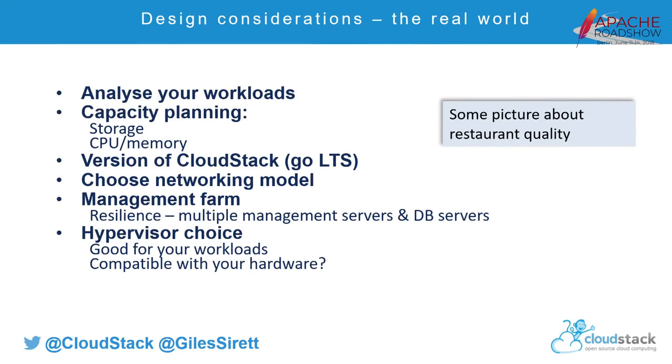Think about some capacity planning, particularly around storage and memory. You need to think about what version of CloudStack you're going to take out into a production build. So you need to look at our release cycle. We will always say go with one of the LTS releases unless you're feeling very, very brave, because it means you're going to have two years of community action around it. Choose what networking model you want to use, basic or advanced. Get to a management farm.